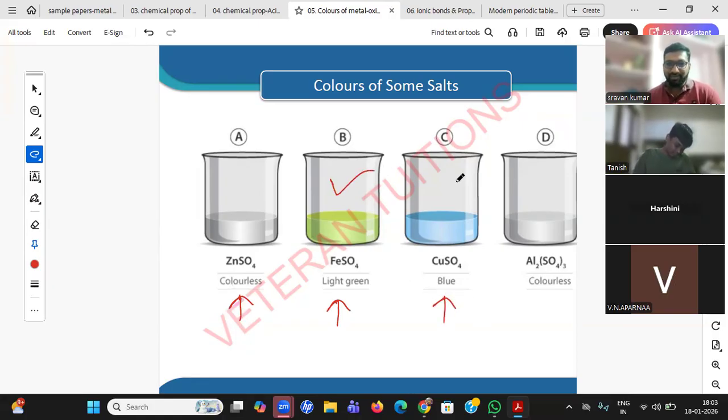These two I'll remember. Why? Because in chapter number 1 we have done some activities. I think zinc sulfate also we have done. Aluminum sulfate, I don't think we have done anything. Please go to the previous page.